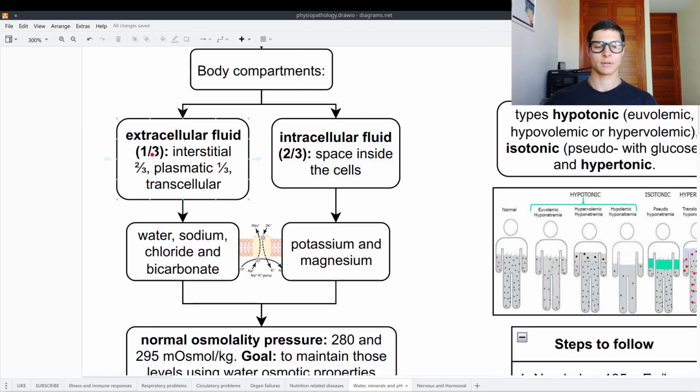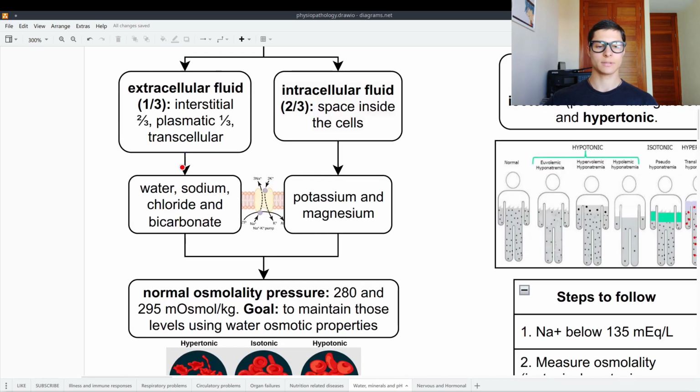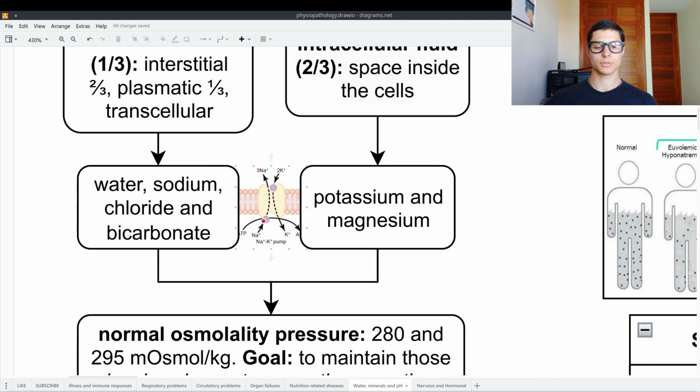Body compartments. 1/3 of our body is extracellular fluid and 2/3 intracellular fluid, which is the space inside the cells. In the extracellular, we differentiate between the interstitial, 2/3, plasmatic, 1/3, and transcellular. The contents of the extracellular are water, sodium, chloride, and bicarbonate. In the intracellular, we have potassium and magnesium mainly. And these two are interchangeable using, for example, pumps. The sodium-potassium pump will interchange sodium and potassium.